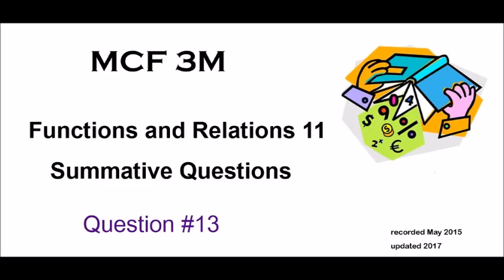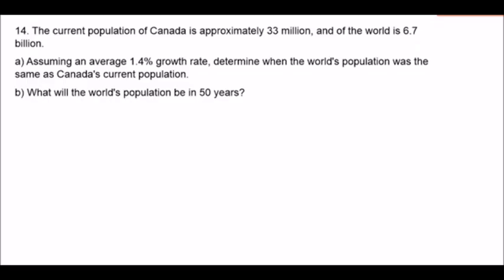This video is for grade 11 students in Functions and Relations working on the year-end summative. It's question 13. The current population of Canada is approximately 33 million and of the world is 6.7 billion. Assuming an average 1.4% growth rate, determine when the world's population was the same as Canada's current population.